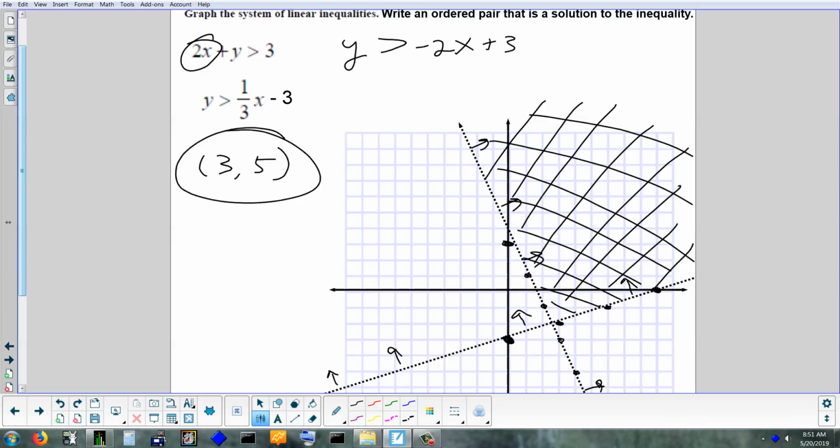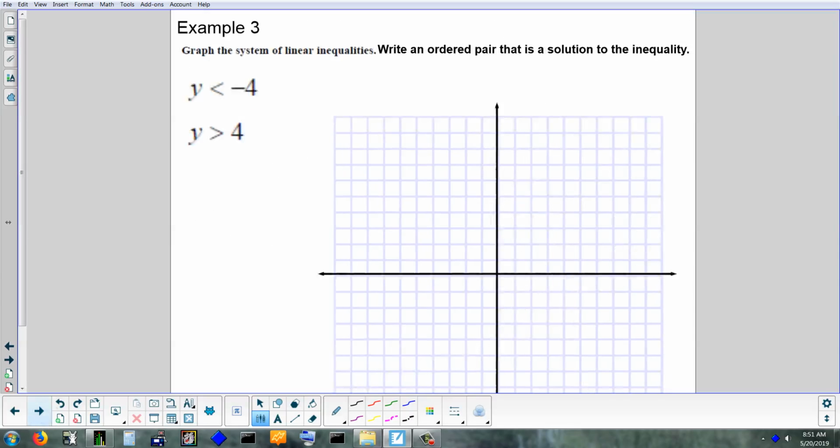What if they wanted another point in the shading? I think they would only ask for 1. But like, a what if? 7, 5. How about 0, 3? Would that work? No, 0, 3. Remember, that was our y-intercept. That was right on the line. Okay, so that one wouldn't work.